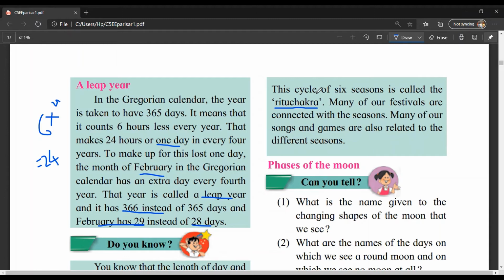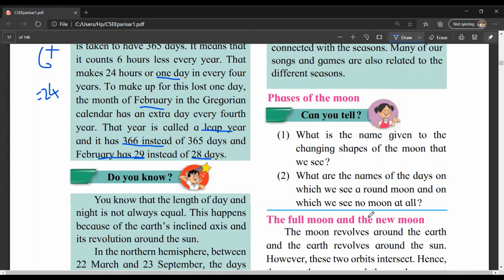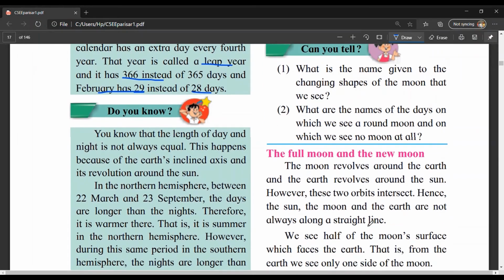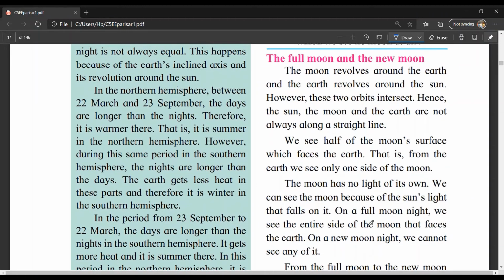Many of our festivals are connected with the seasons. Many of our songs and games are also related to different seasons. Now we will see phases of the moon. First, we will see the full moon and the new moon. I will quickly explain to you what a full moon and a new moon night is.